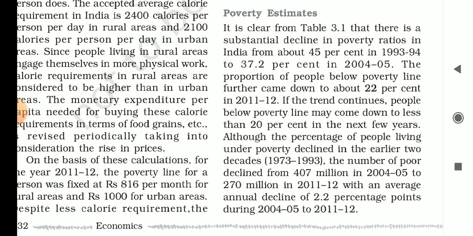If the trend continues, people below poverty line may come down to less than 20% in the next few years or next decade. Although the percentage of people living under poverty declined in the earlier 2 decades, the number of poor declined from 407 million in 2004-5 to 270 million in 2011-12.